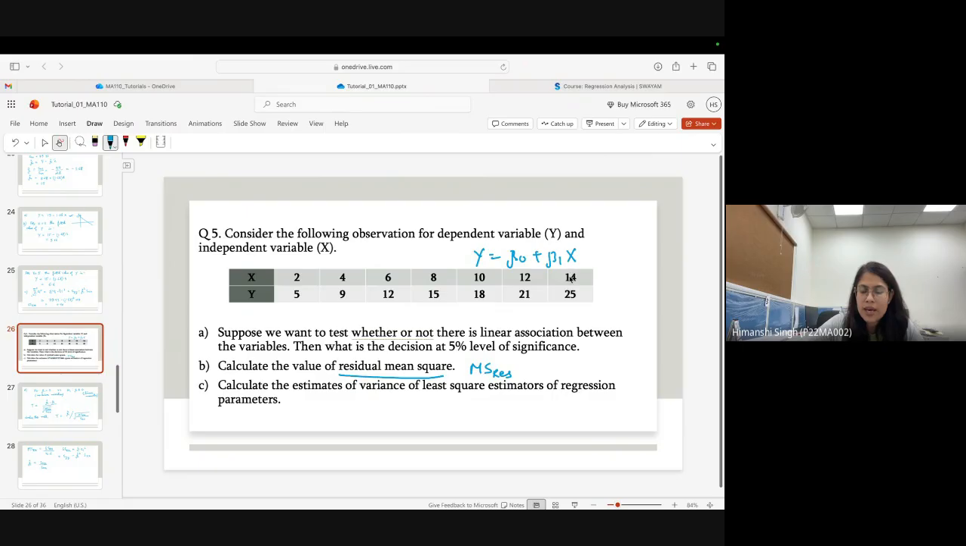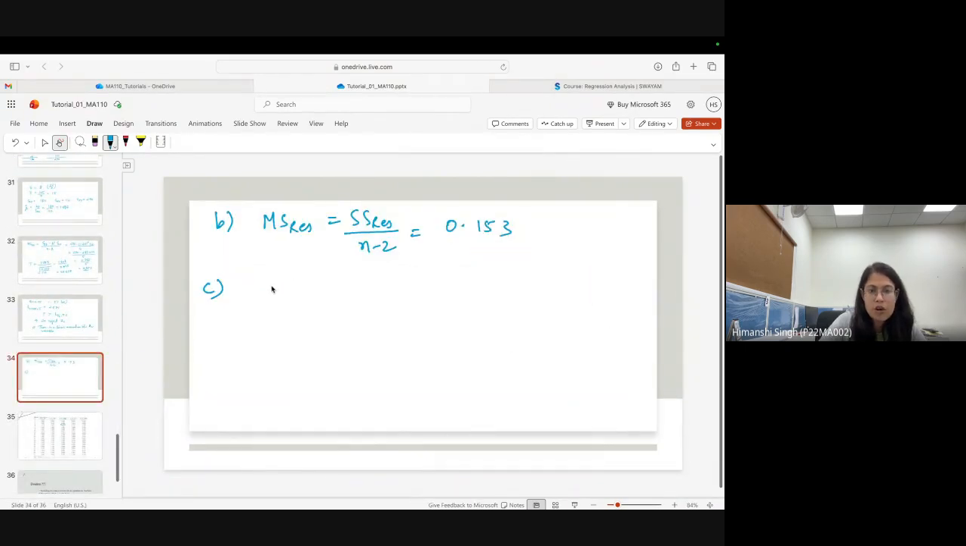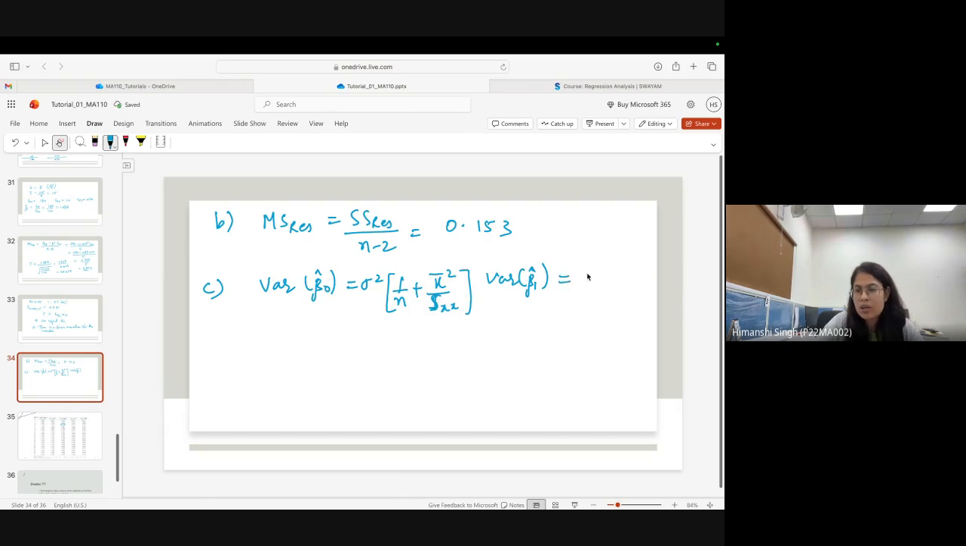And beta naught hat and beta 1 hat are the estimators of it. I want to calculate the estimates of variance of these parameters. So we have beta naught hat and beta 1 hat, so variance of beta naught hat and variance of beta 1 hat. In the lecture we have covered that variance of beta naught hat was sigma square times (1 by n plus x bar square divided by Sxx), and variance of beta 1 hat was sigma square by Sxx. So this was discussed in the class.